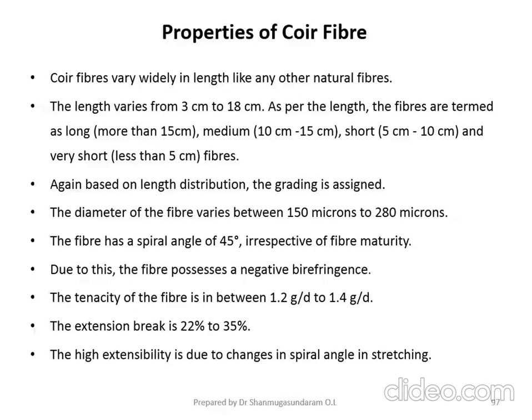Okay. So the next property, extension at break, is 22 to 35%. Or you can call it elongation at break. Either you can use the term extension at break or the term elongation at break. Both are the same. 22 to 35%. The high extensibility is due to the change in spiral angle in the stretching process. Why this much extensibility in the case of coir fiber? This is mainly due to the spiral angle.